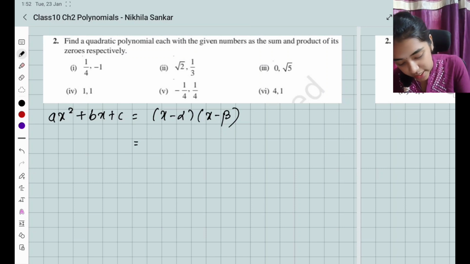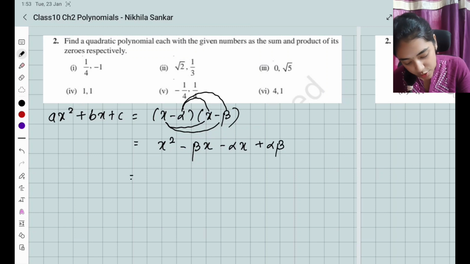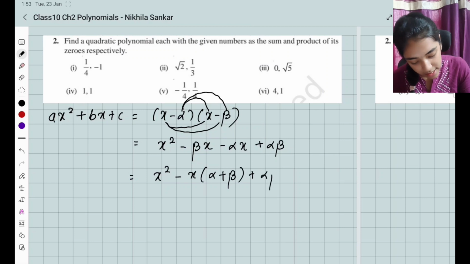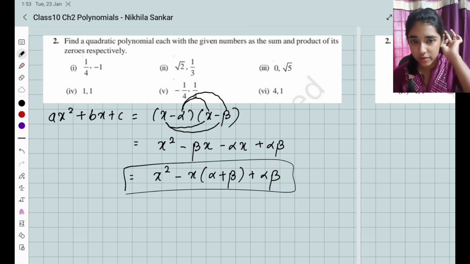So what do we have? If I multiply these two, I have x². Then multiplying these two, I have minus beta into x. Then multiplying these two, I have minus alpha into x. Then multiplying the last two terms, I'll have plus alpha beta. So from this, taking x common, I have x² minus x(alpha plus beta) plus alpha beta. So this is going to be the general equation. Now I'm going to substitute the values inside this.